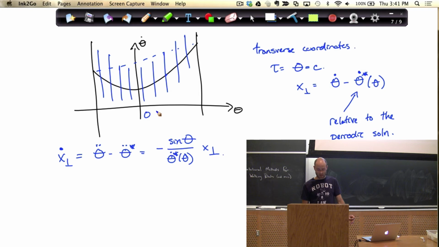What's the sign of that thing? Theta dot star is always positive on my nominal solution, so the denominator is always positive. Theta is going from a negative number to a positive number. So this thing is actually negative, which means this whole thing is positive. It's sort of up here. The trajectories, if you draw those, you won't be surprised, right?